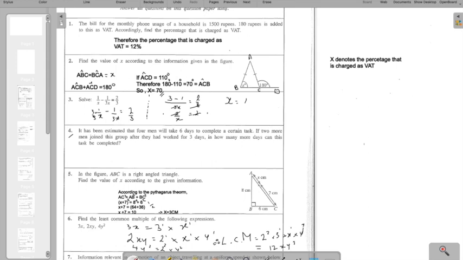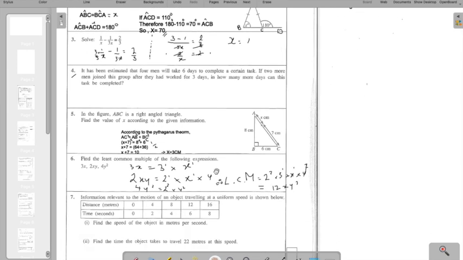Make sure that when you do these types of questions that you do not cross this line, right? Because I didn't have a suitable amount of space, I did that, but please don't do it in your examinations, right? Information relevant to the motion of an object traveling at a uniform speed is shown below. So distance and time is given like this, right?